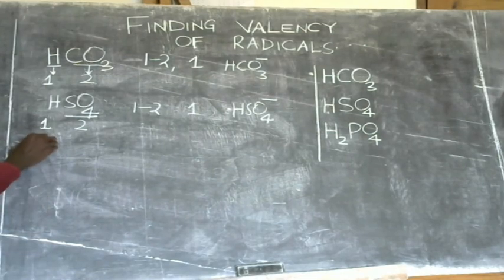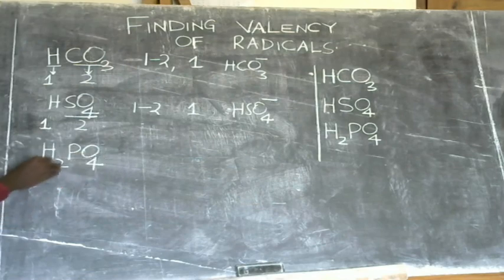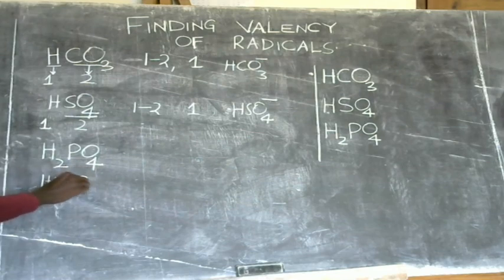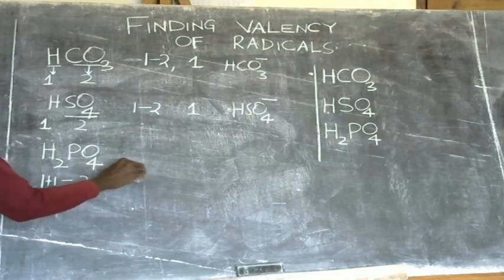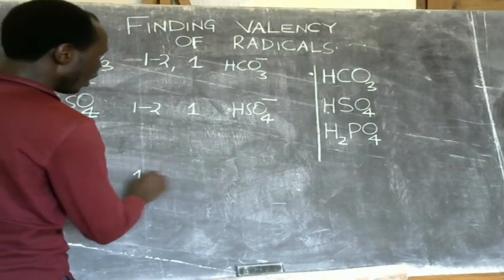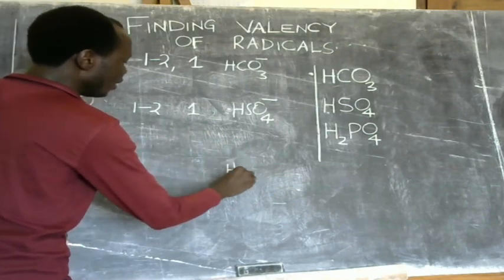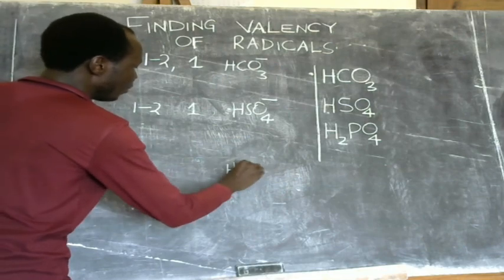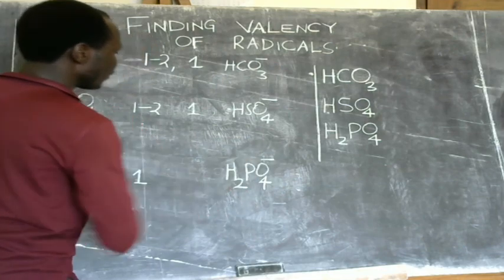Then dihydrogen phosphate. Here hydrogen only has a valency of 1, but there are 2 atoms, so that means it is going to be 1 plus 1 minus 3. So the valency will also be 1, and the formula of the dihydrogen phosphate ion will be that.